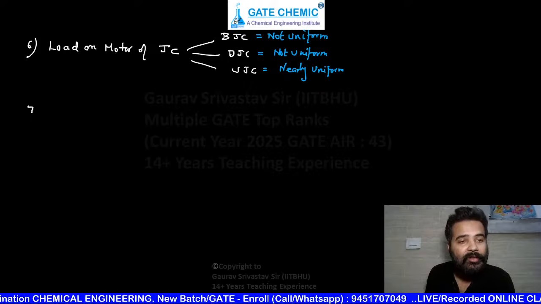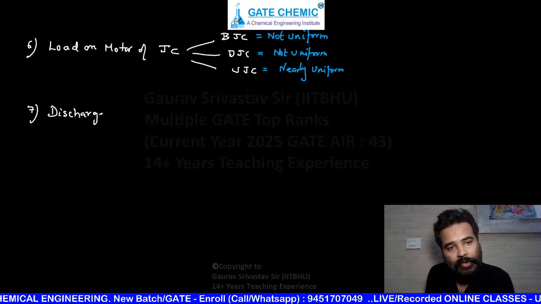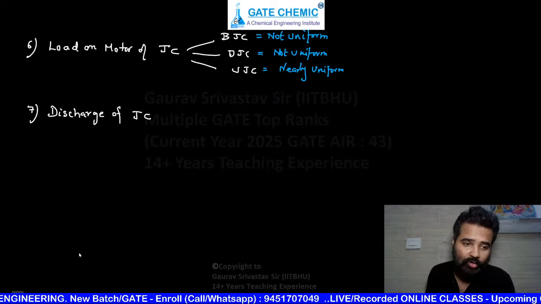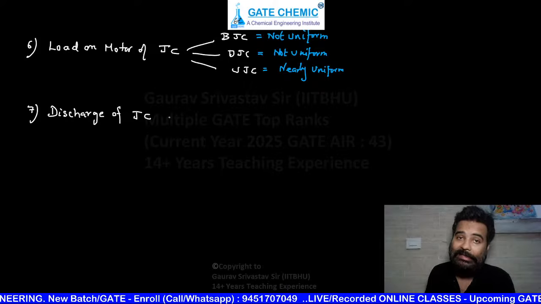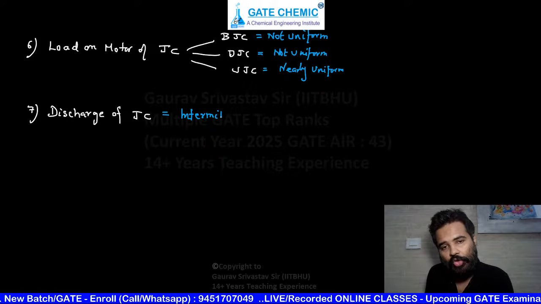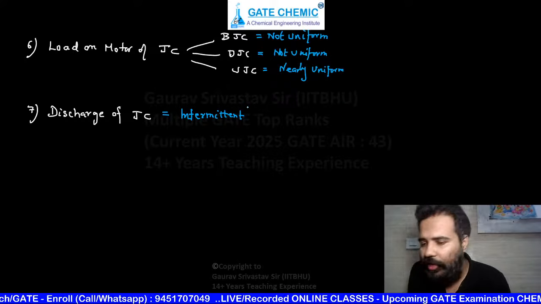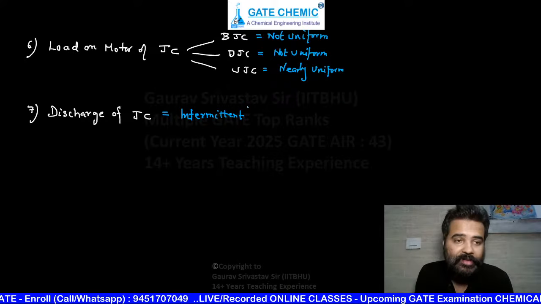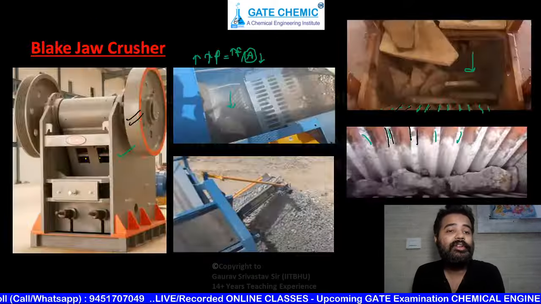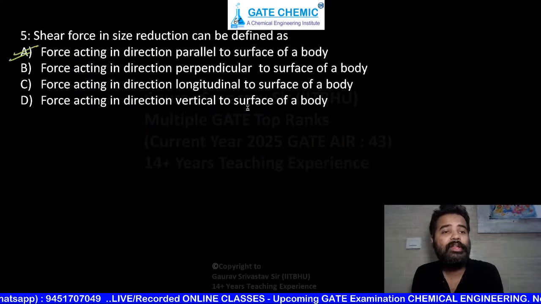Now, number 7, discharge of jaw crusher. Everyone knows discharge is not continuous, it is intermittent, beta. Intermittent means it happens with stops, not continuously. It gives discharge once, then stops, then gives discharge again. So discharge of jaw crusher is intermittent. I hope each and everything is crystal clear about this jaw crusher. No doubts, everyone is clear.